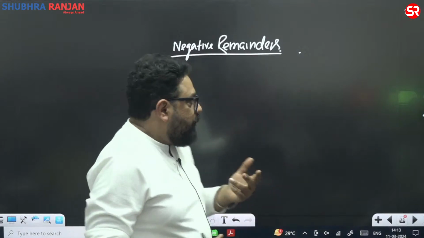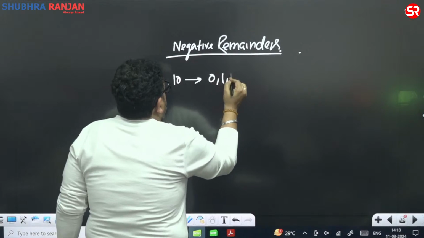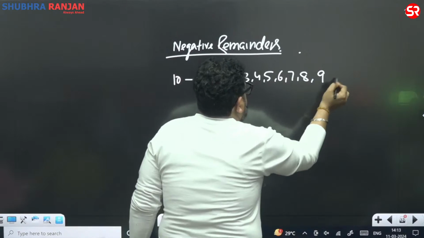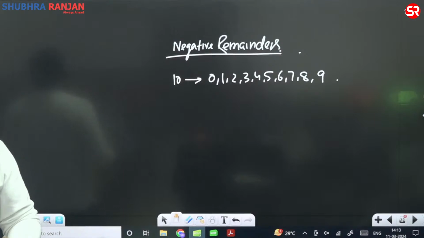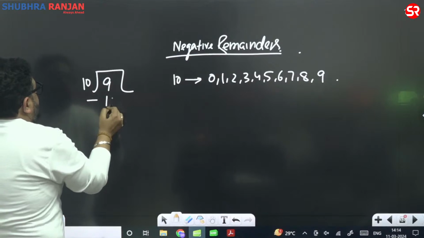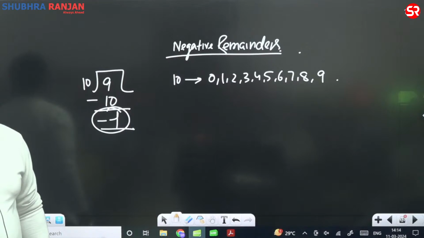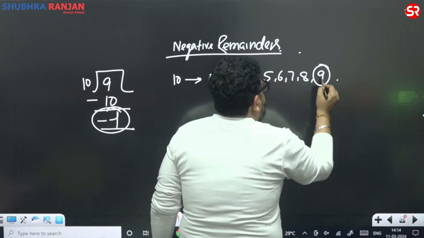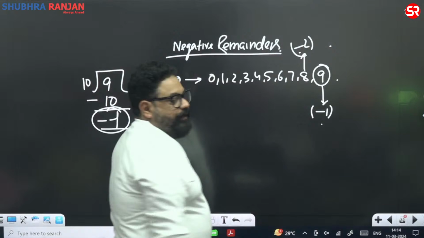देखो एक बात सुनो, right? I say whenever you divide a number by 10, possible remainders are 0, 1, 2, 3, 4, 5, 6, 7, 8 and 9. So 9, when you divide by 10, can we write minus 1 as remainder? 9 cannot be divided by 10, but if you divide it, minus 1. So I can write 9 as minus 1 as remainder. I may write 8 as minus 2 as remainder.